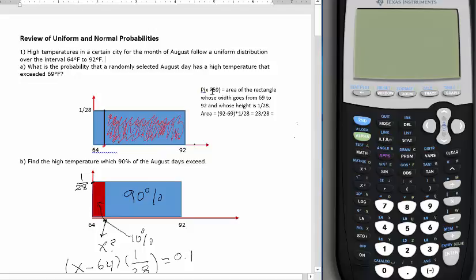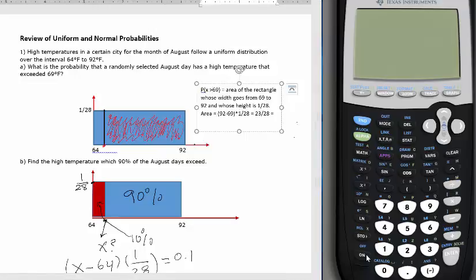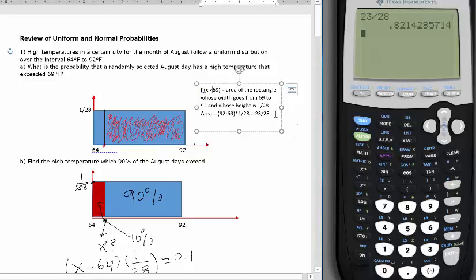And I did the math right here, so let me show you. Probability of x greater than 69 equals the area of that rectangle whose width goes from 69 to 92 and whose height is 1/28. So that will be 92 minus 69 times 1/28, which is 23/28. If I go to my calculator, 23 divided by 28 will give me, let's do it to 4 decimal places, since I've been doing areas to 4 decimal places, 0.8214. Okay, that's the first part.